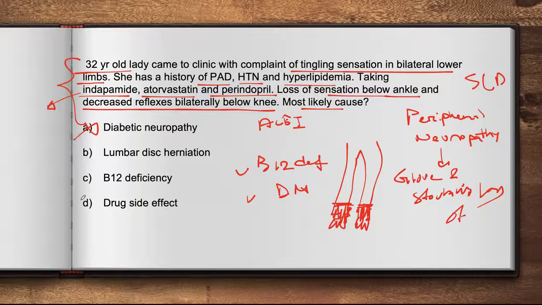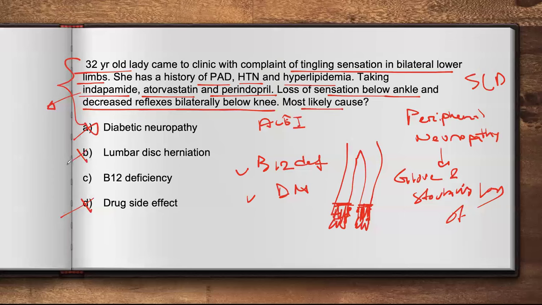Then drug side effect. Any drug can cause this peripheral neuropathy. Statin sometimes can cause this, but the evidence is still not strong that statin causes B12 deficiency or peripheral neuropathy. The most common side effect of statin is muscle weakness and myalgia, but not this. It's more towards myopathy rather than causing neuropathy.